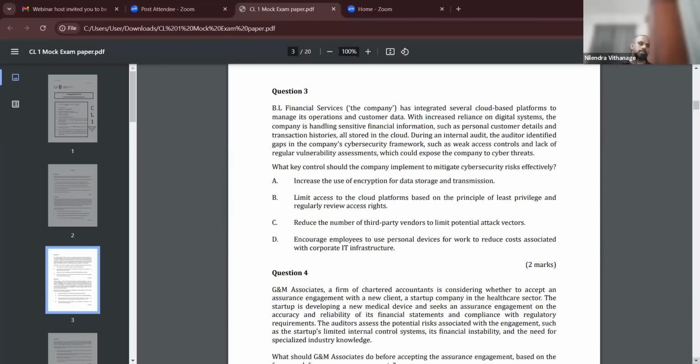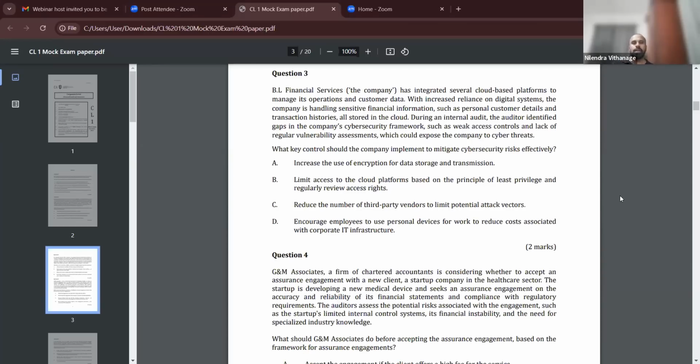To reduce the access risk, students, what control can we put in place? A, B, C, or D? Very good, guys. Very good. B, B. Right? You have to write the answer like this. In the exam, answer is B.